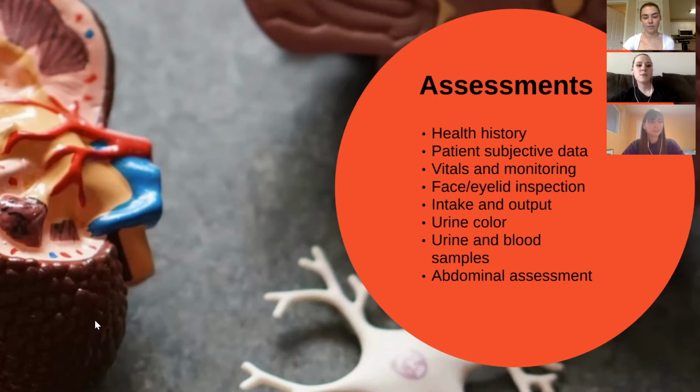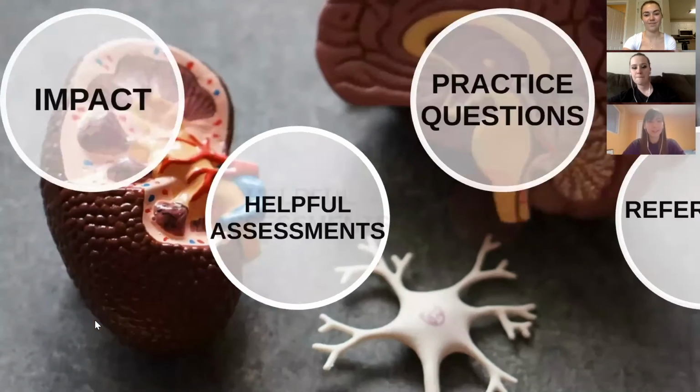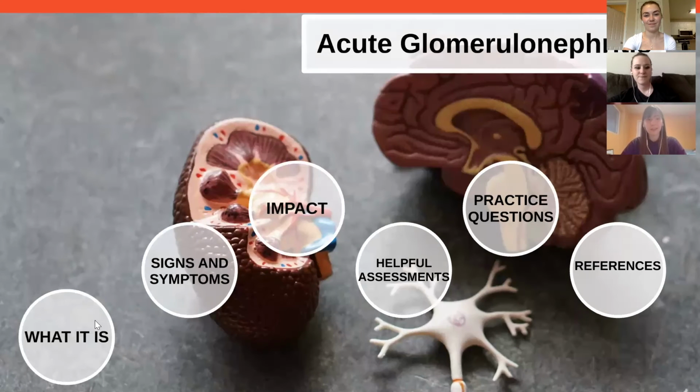The abdomen should be palpated when you're doing an abdominal assessment to see if there's tenderness and pain. And then when you're doing that, you should gently palpate and percuss the back, if tolerated, for symptoms of CVA tenderness.